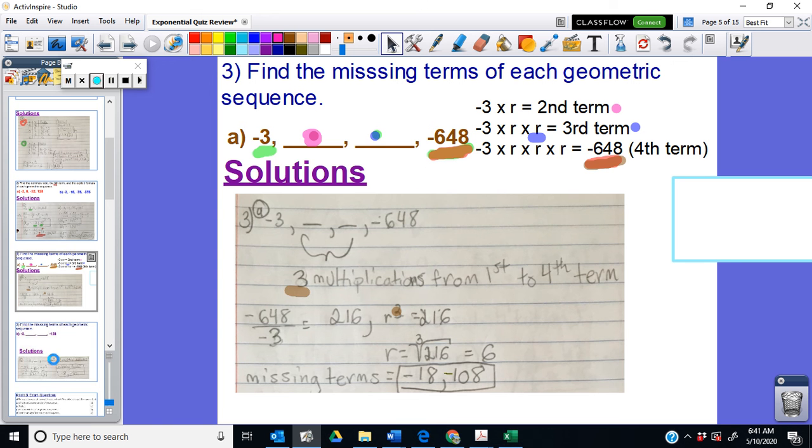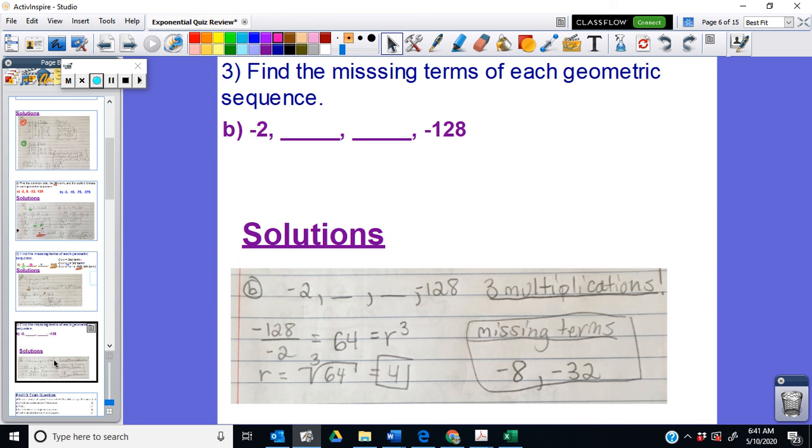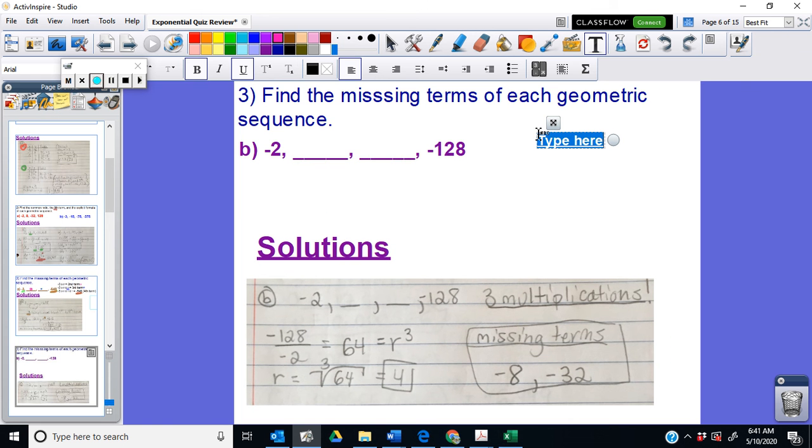And the other pattern in part B follows the same idea. Again, there's 3 multiplications between the first and the fourth. But if we had the second term and say the seventh term, how many multiplications?